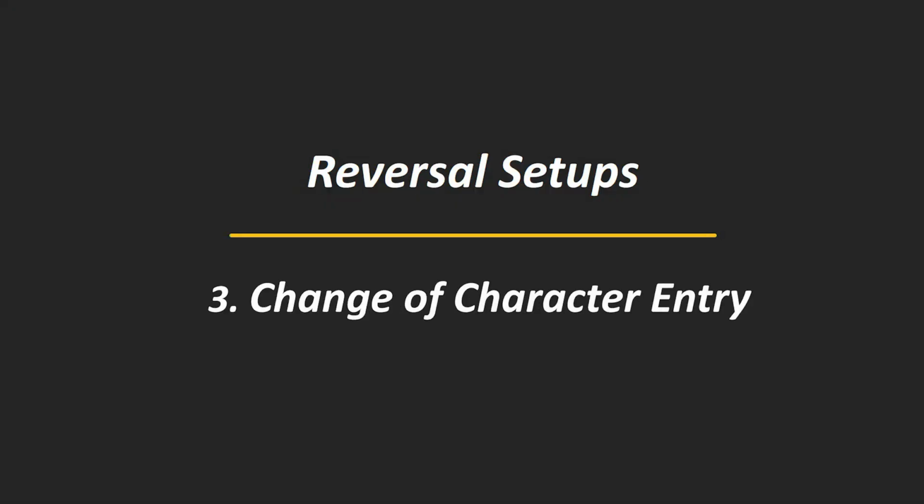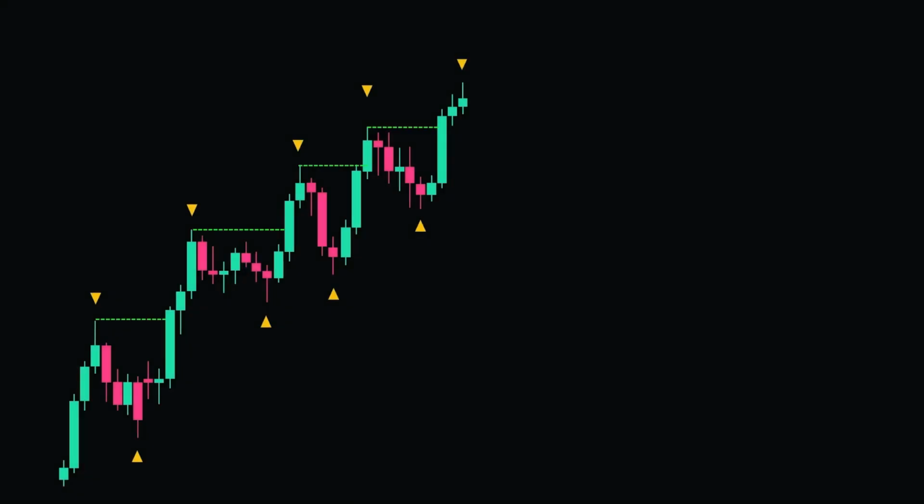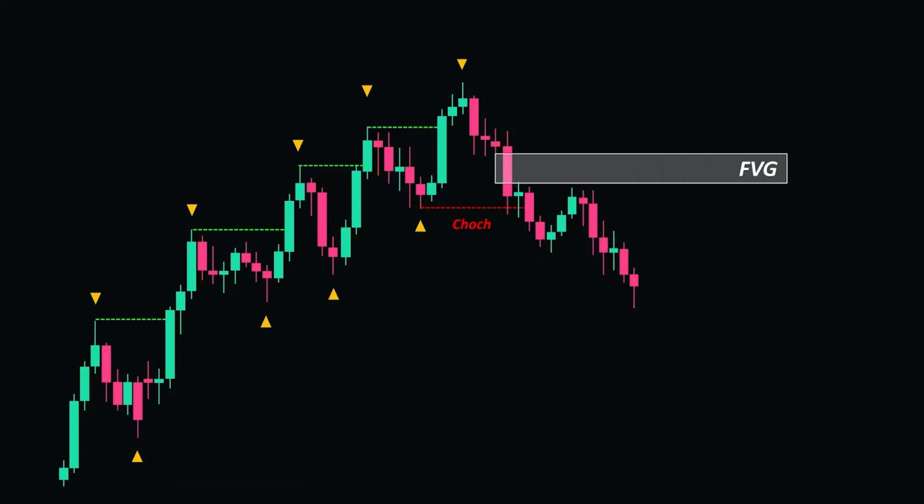Number 3. Change of character entry. After a long-term bullish trend, wait for the price to make a change of character. To confirm the reversal, we need at least 1 or 2 strong bearish moves breaking below the swing low. Then, look for fair value gaps that form after the CHoCH.